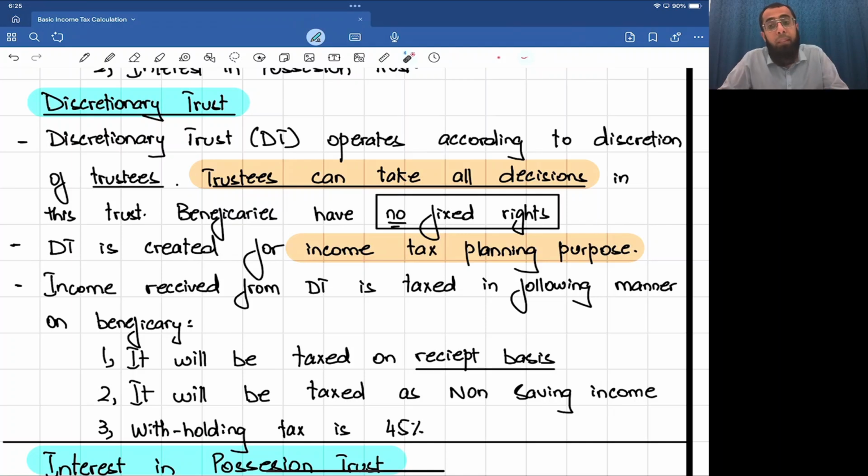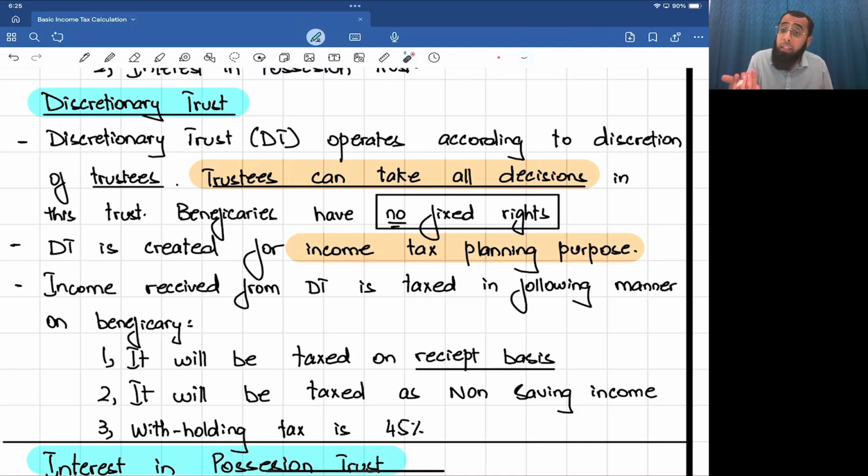Normally, what happens in discretionary trust is the donor creates the trust and makes himself the trustee. He has just created the trust for doing tax planning. Nothing else. We make this trust while we are alive. We make ourselves or our close family member the trustee, and then we manage it to do the income tax planning. If you make any third party a trustee, he will take away everything.